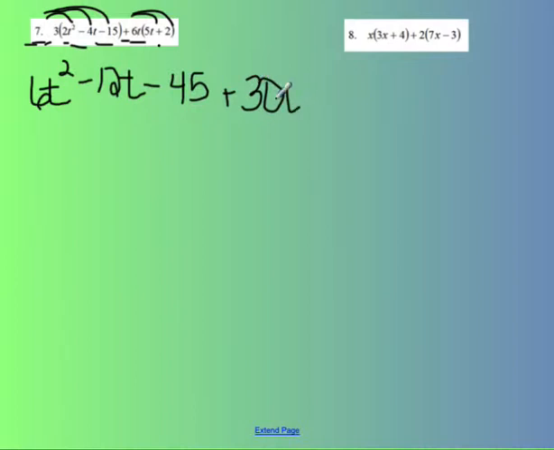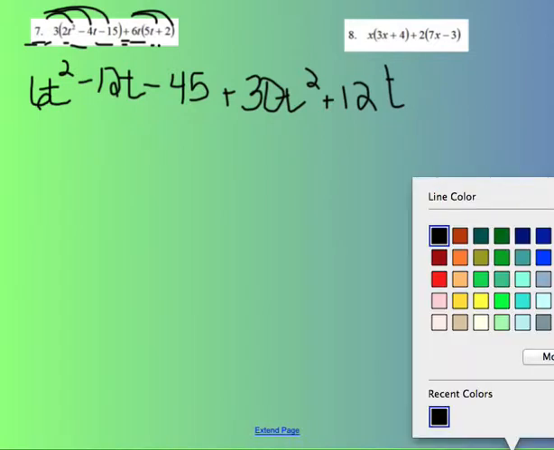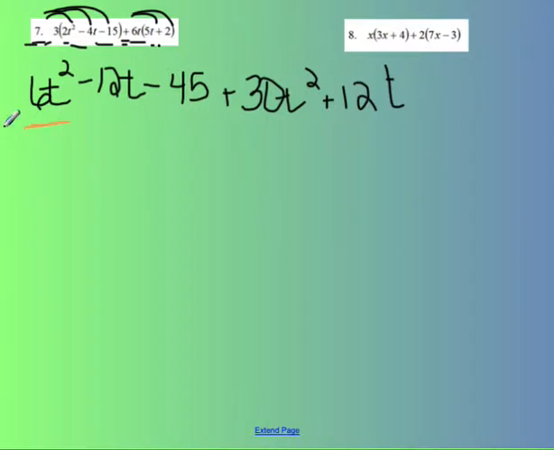T times t is t squared. 6 times 2 is 12, and then we want to make sure that we maintain that t with it. So now we need to combine like terms. So we have 6t squared, that's our largest exponent, so we want to put it in standard form. 6t squared plus 30t squared, that's going to give us 36t squared.